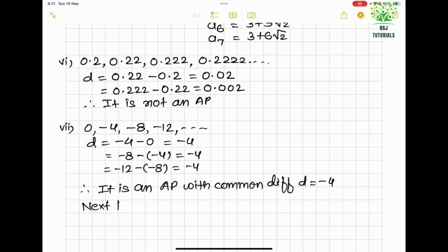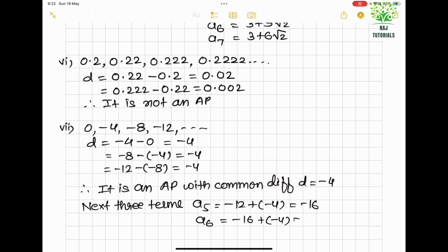Next three terms: a5 equals minus 12 plus minus 4, that is minus 16. a6 will be minus 16 plus minus 4, that is minus 20. And a7 will be minus 20 plus minus 4, that is minus 24.